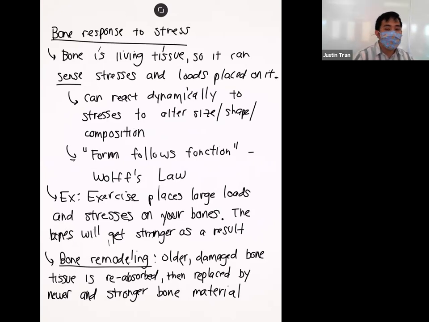And then in the remodeling process, I know when you work with weights, you tear your muscles slightly and that's why they get bigger. Are you creating micro fractures in your bones as well? Yep. And they just get replaced with calcium? Yep, that's exactly what you're doing.